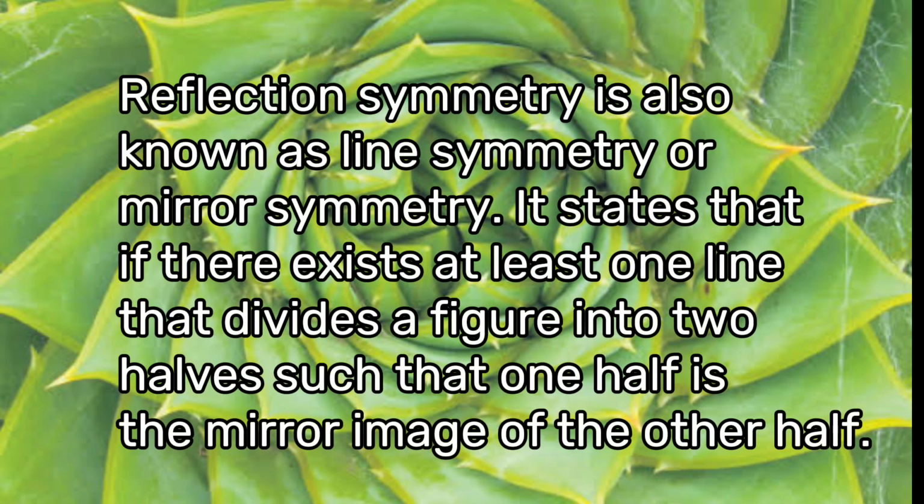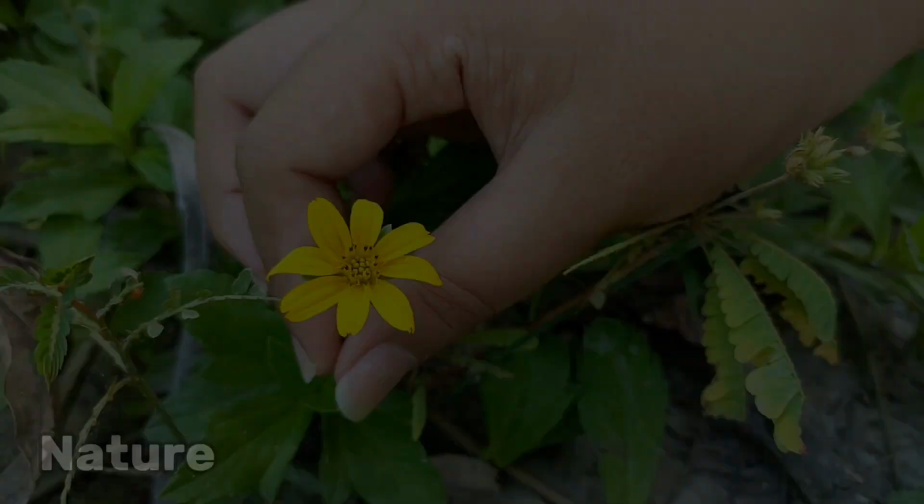Next, reflection symmetry. Reflection symmetry is also known as line symmetry or mirror symmetry. It states that if there exists at least one line that divides a figure into two halves such that one half is the mirror image of the other half.